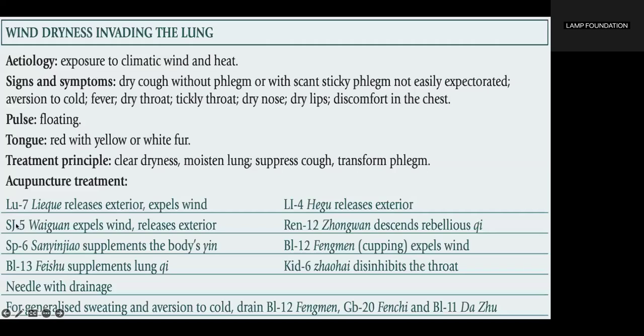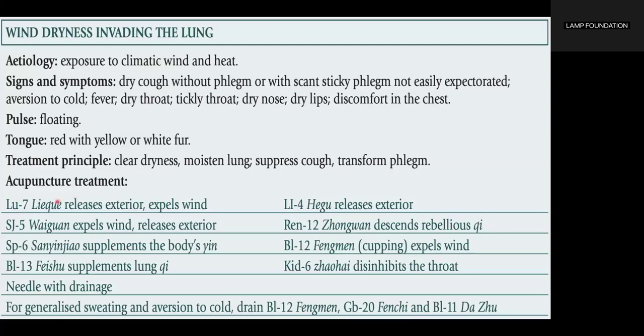So, etiology: exposure to climatic wind and heat. Signs and symptoms, again: dry cough without phlegm or with scant sticky phlegm not easily expectorated, aversion to cold, fever, dry throat, tickly throat, dry nose, dry lips, discomfort in the chest. Pulse is floating, tongue is red with yellow or white fur or coating. Treatment principle: to clear dryness, moisten lung, suppress cough, transform phlegm.